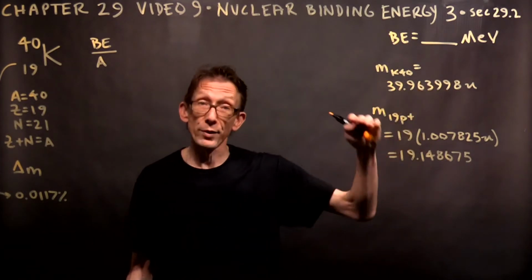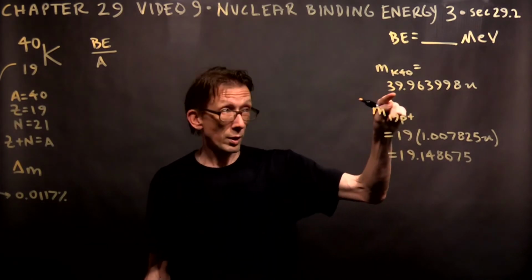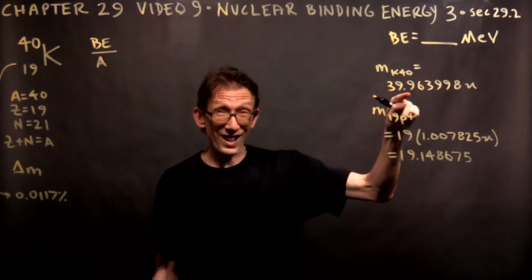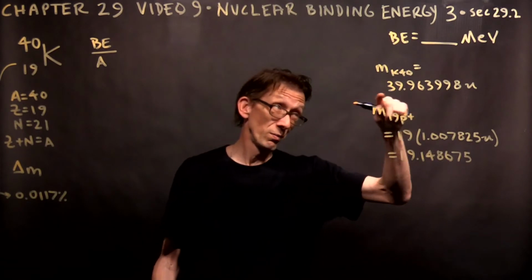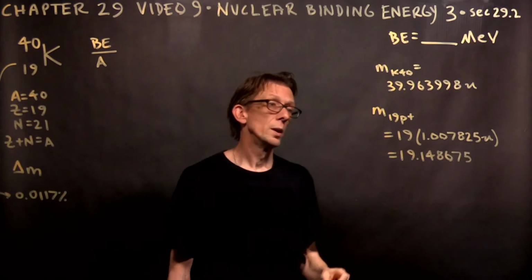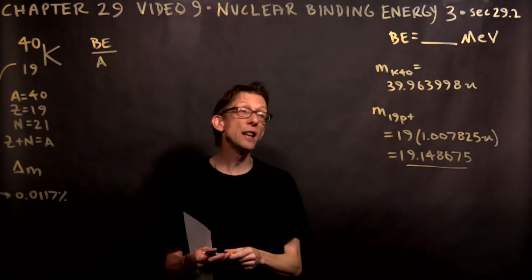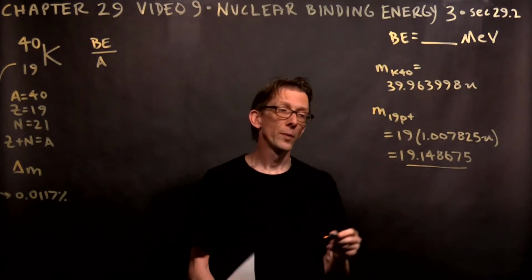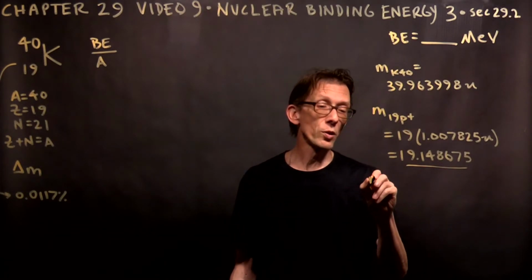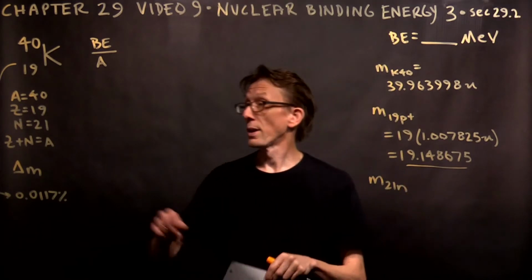But that's why we started off with so many, because the real differences show up not up here in the tens or ones or even tenths place, but further down. And that's why we keep so many significant figures here. So that's the mass of 19 individual protons. We do the same thing with neutrons, the mass of 21 neutrons, because that's how many neutrons there are.